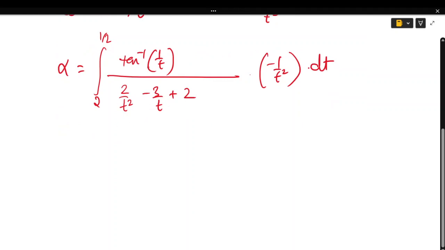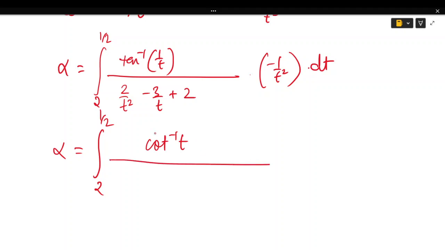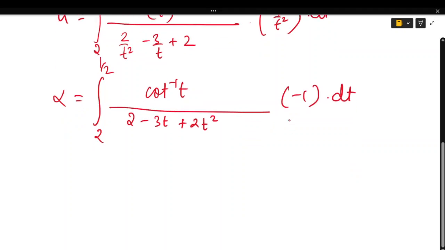Now if we calculate this expression, we know that tan inverse 1 by t is nothing but simply cot inverse of t. And in the denominator part we get 2 by t square minus 3 by t. So after taking LCM it will be 2 minus 3t plus 2t square, and numerator t square and denominator t square just cancel out, so you get minus 1 times dt. Now we take this minus sign outside the integration, and we can change the limit.